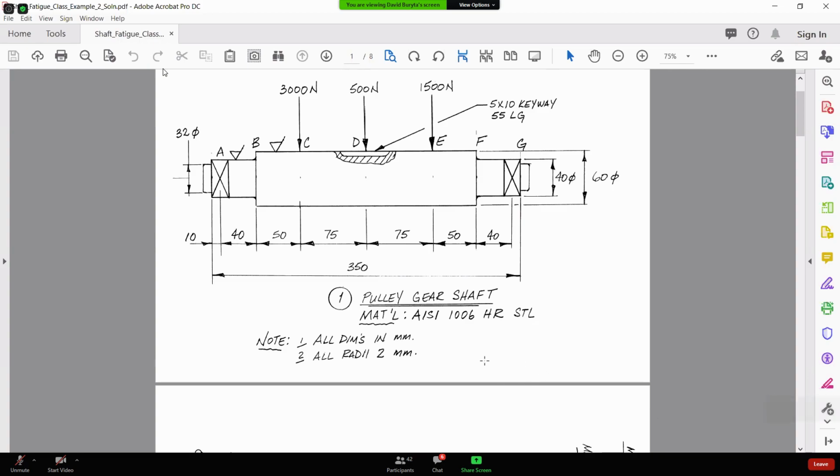Does anybody have any questions about the drawing here? All the radii here I've made the same, 2 millimeters. Obviously in an actual design you're going to have different radii, but just for this example, I've made everything the same.